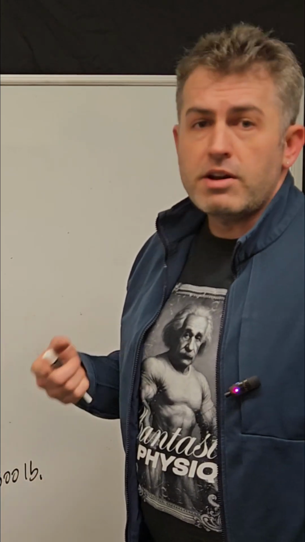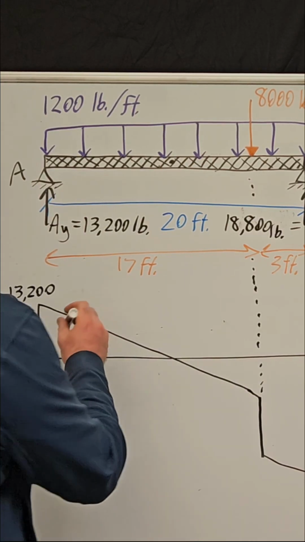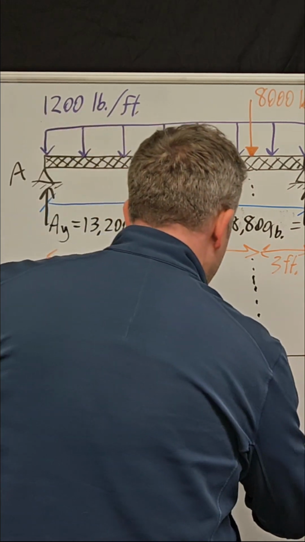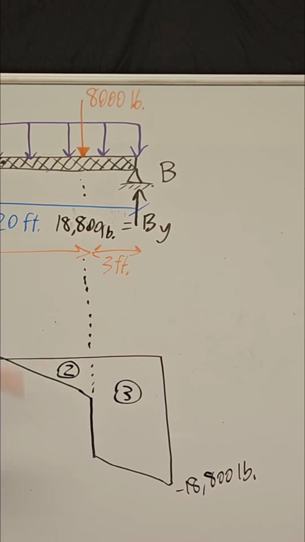So again, we want to find all the areas here, and right off the bat, I think I'm just going to separate it into 3 shapes this time. So we're going to call this shape 1, shape 2, and shape 3. And so I need area 1, area 2, area 3.